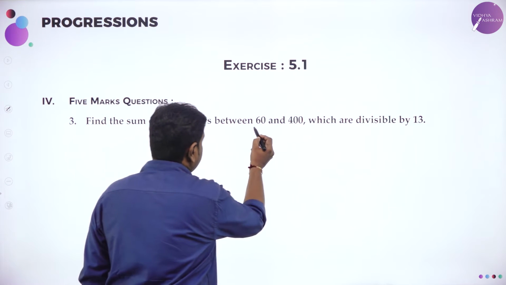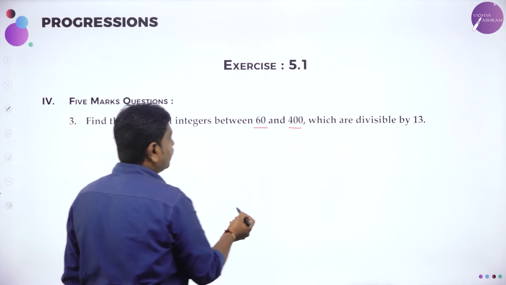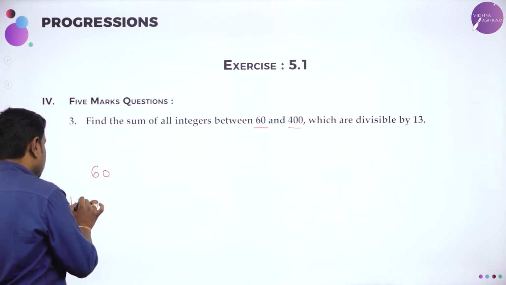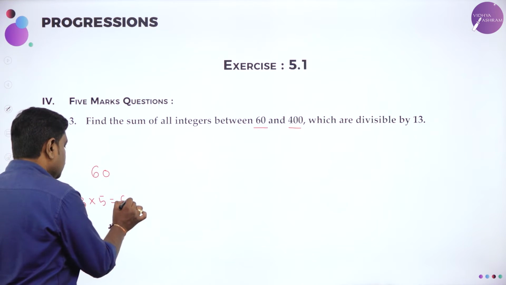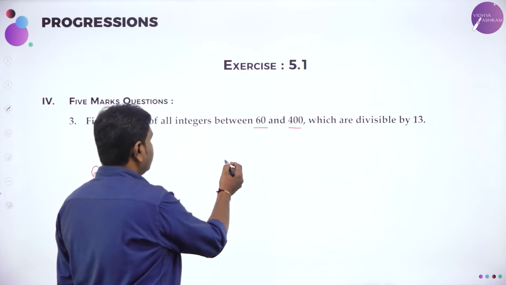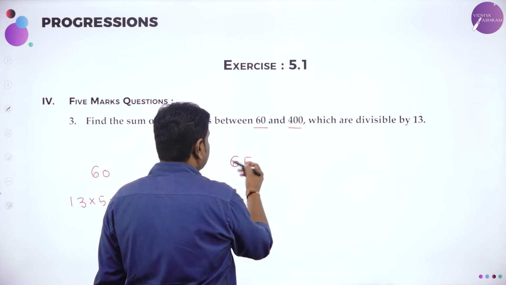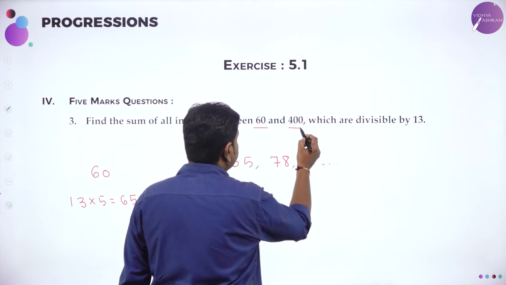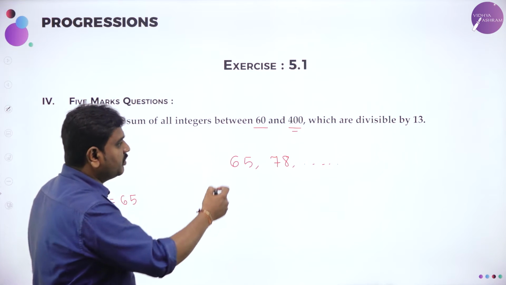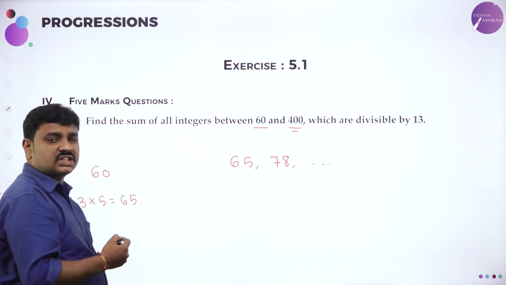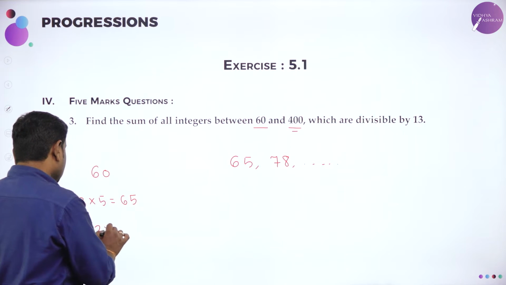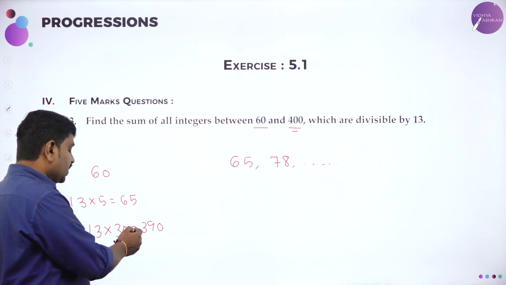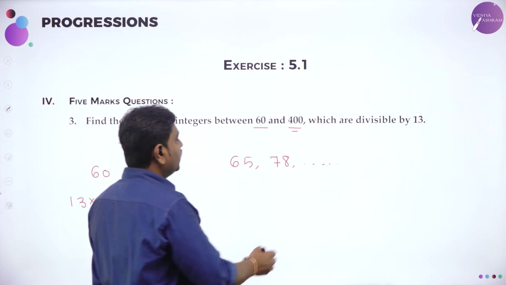Find the sum of all integers between 60 and 400 which are divisible by 13. The first number is after 60. So you know 13 5s is what? 65. So between 60 and 400, the first number is 65. That's a. Then you add 13, so that will become 78, and it goes on like that. And where does it stop? You should see a number less than 400 divisible by 13. 13 3s are 39, so 13 into 30 is 390. 13 into 31, if you do, it will be more. So it ends at 390.